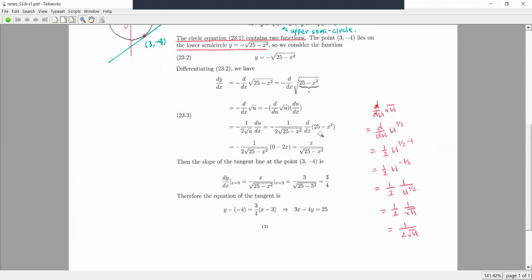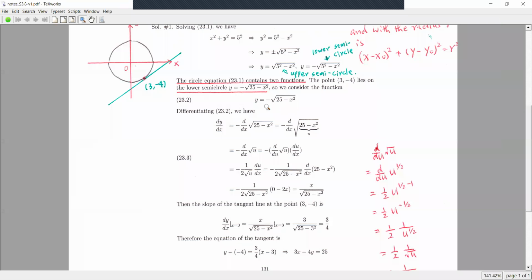For this derivative, the function is a difference. So we can use the difference formula to compute this derivative. The derivative of constant 25 is 0. The derivative of x squared is 2x. Then we have this equation. Now cancel the number 2 and cancel the minus sign. Then we have this equation. This is the derivative of this function.